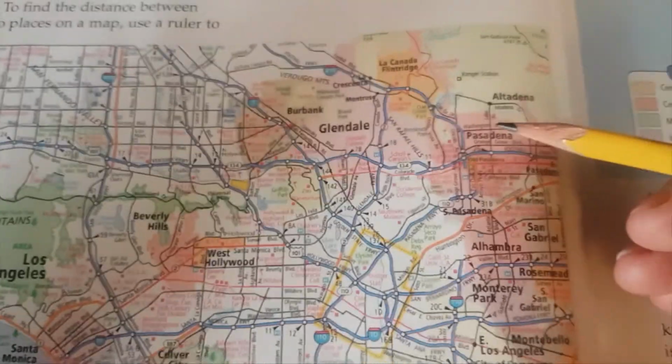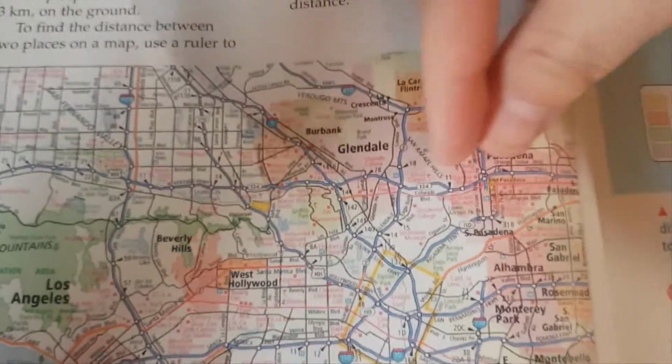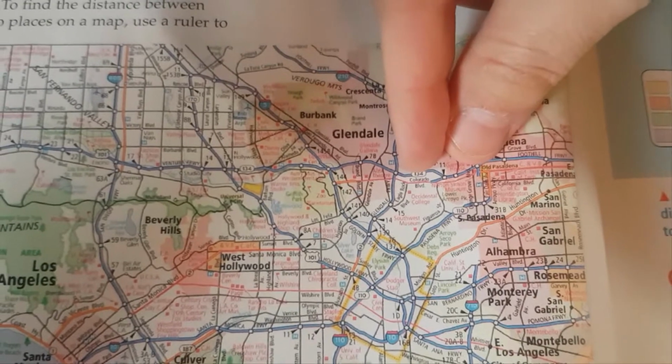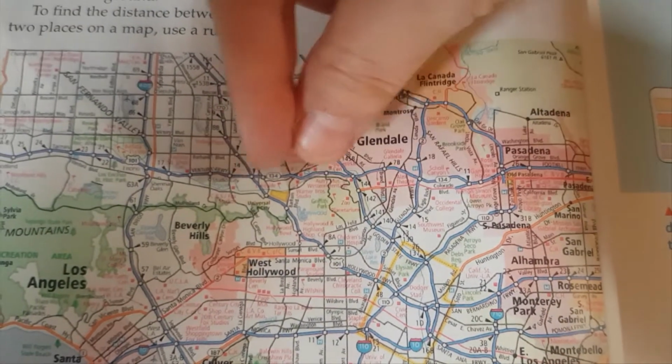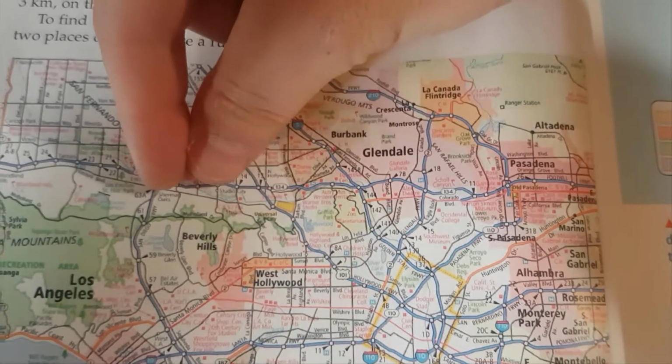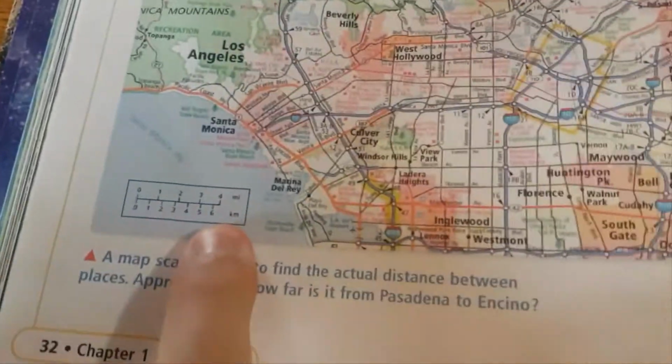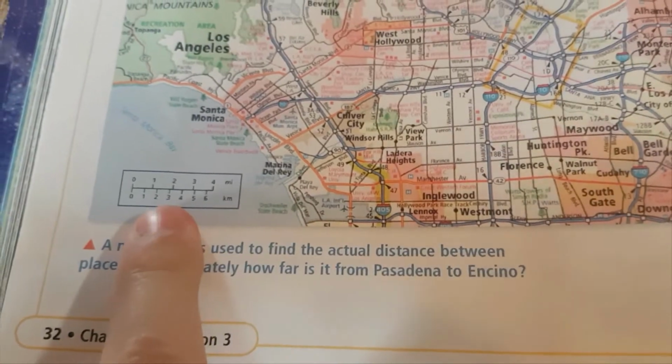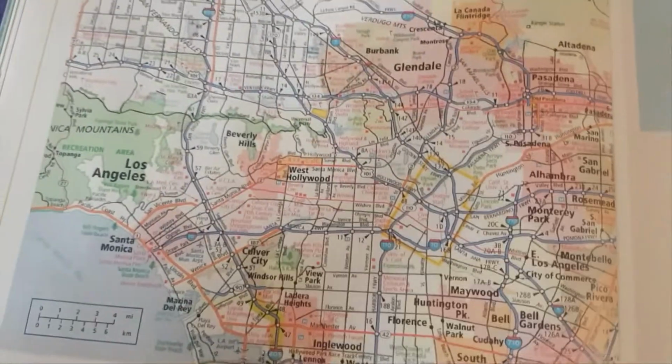Okay, so going from Pasadena to Encino, I'm going to do that two-finger thing again. 1, 2, 3, 4, and a little bit more. So 6, 12, 18, 24, and some more. I'm going to say around 3 or 4. So it's probably right around 27 kilometers to get from Pasadena to Encino. All right, let's do the next one.